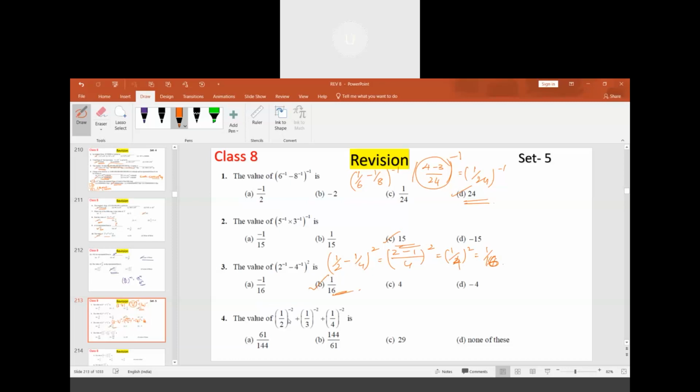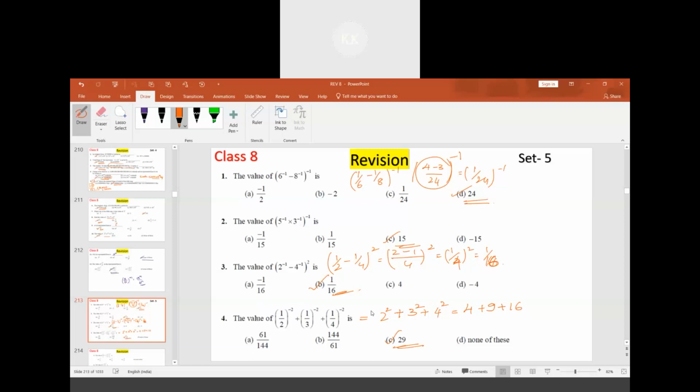Look at this: these are all reciprocals. This is 2 square plus 3 square plus 4 square. 2 square is 4, plus 9, that is 13, plus 16 gives 29. Option C, 29 is the answer.